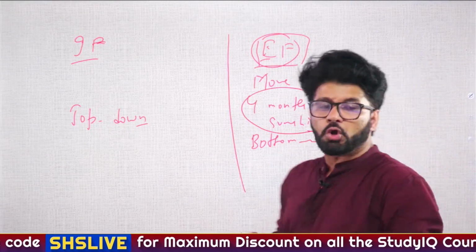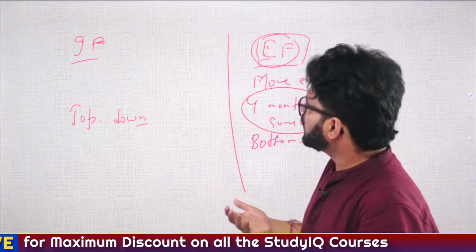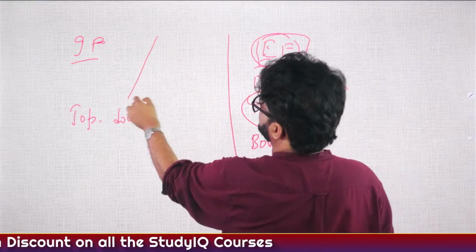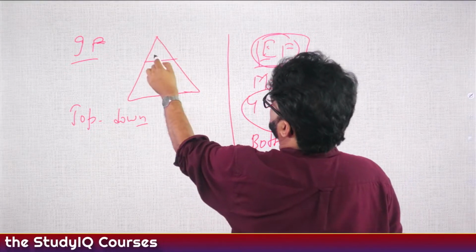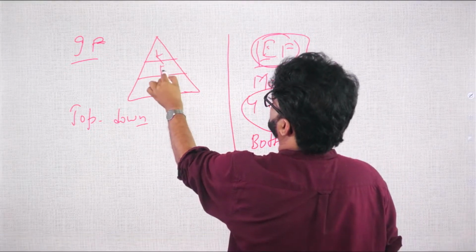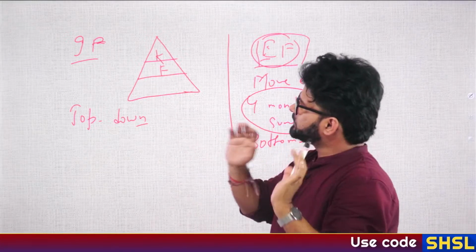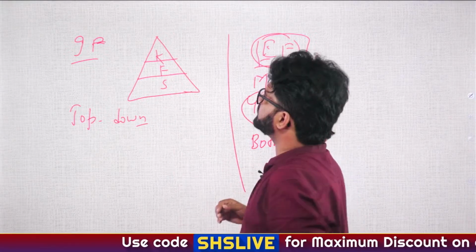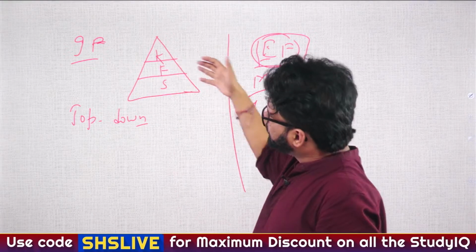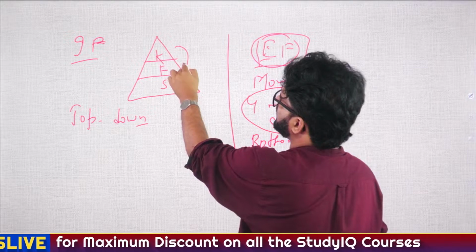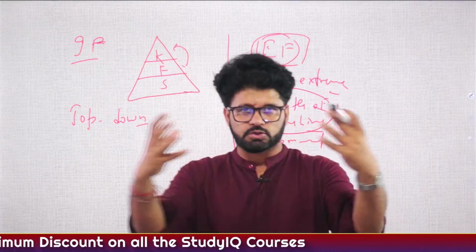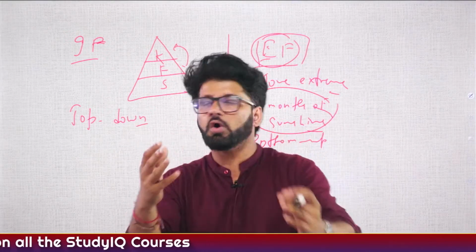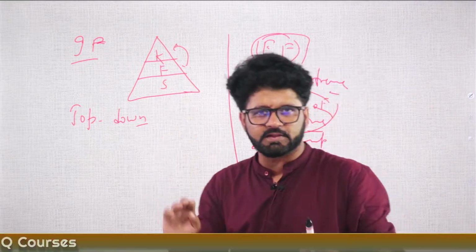What does it mean, top-down model and bottom-up model of feudalism? Let's say I make that particular diagram. Let's say the king is here, and for simplicity's sake, let's say that there is only one feudal lord, and then the peasant or serf is here. It is said that in Indian feudalism, the relationship between king and the feudal lords was much stronger as compared to the feudal lord and the serf or the peasant.